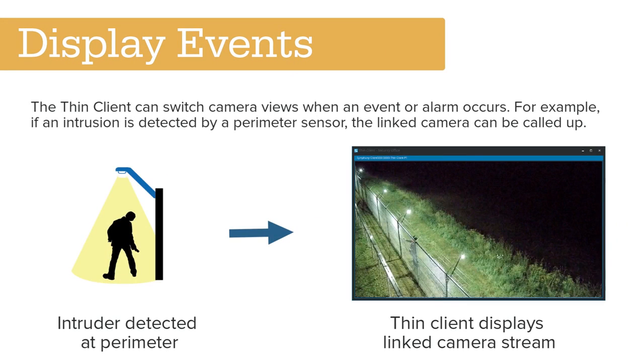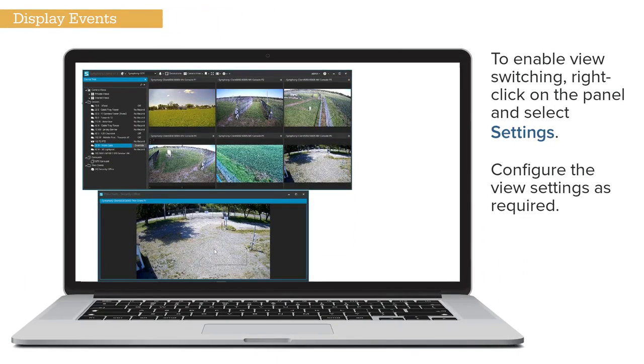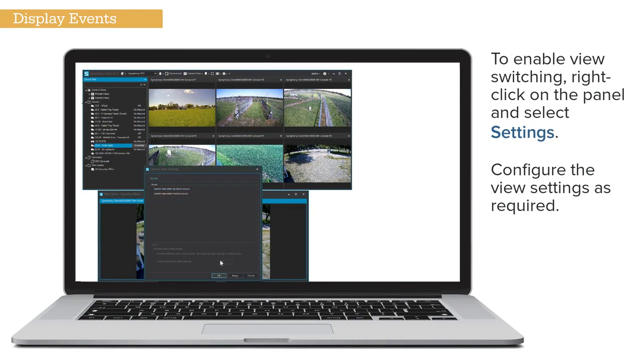The thin client can switch camera views when an event or an alarm occurs. For example, if an intrusion is detected by a perimeter sensor, the linked camera can be called up. To enable view switching, right-click on the panel and select Settings. Configure the settings as required.